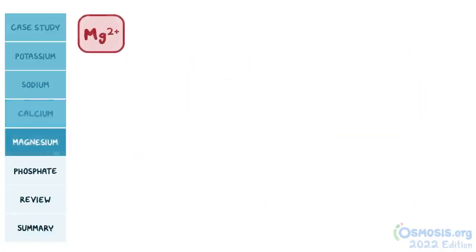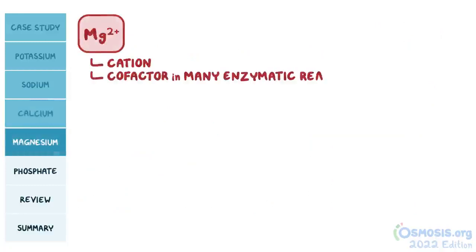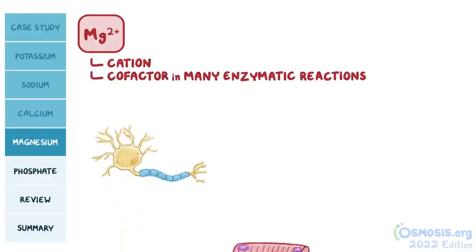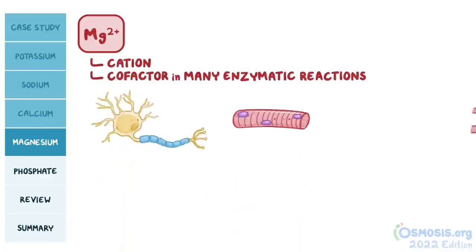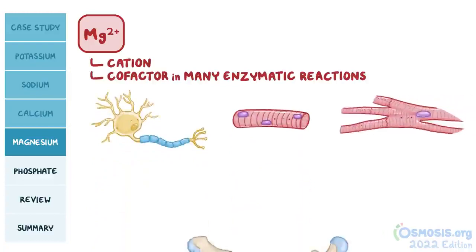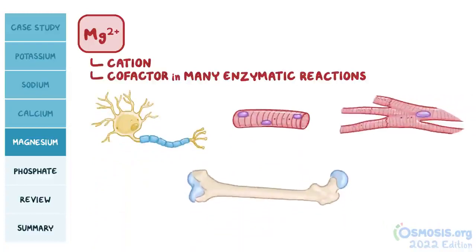Moving on to magnesium, which is another cation that acts as a cofactor in many enzymatic reactions, and also helps to maintain good nerve and muscle function, including the cardiac muscle. Magnesium also helps with strengthening the bones.